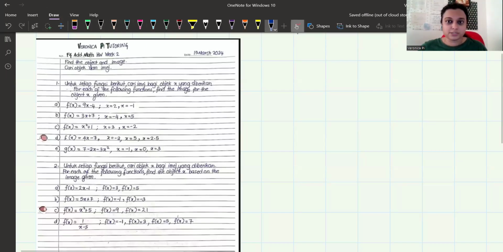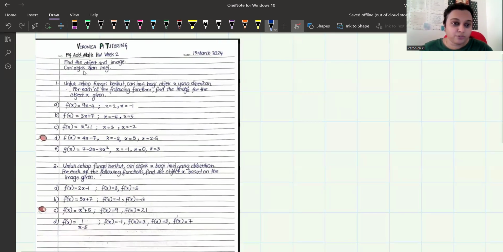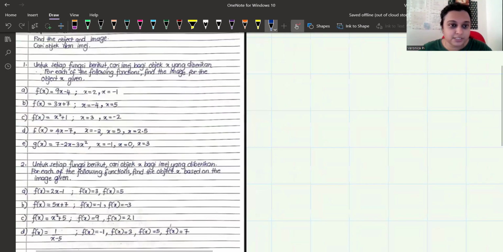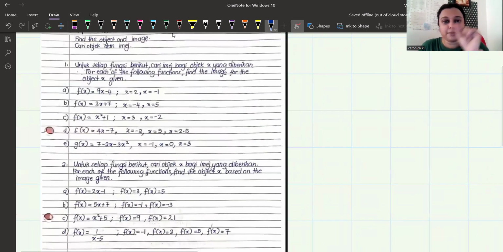Okay, so this one teacher akan discuss the AdMaths homework. Actually, this was week 2 punya homework: how to find the object and image. Okay, so let's see this one first. For the first question, we are going to find the image.